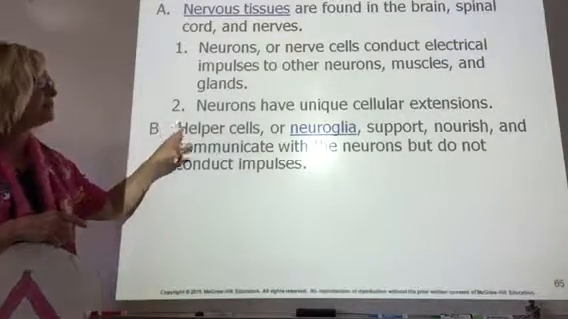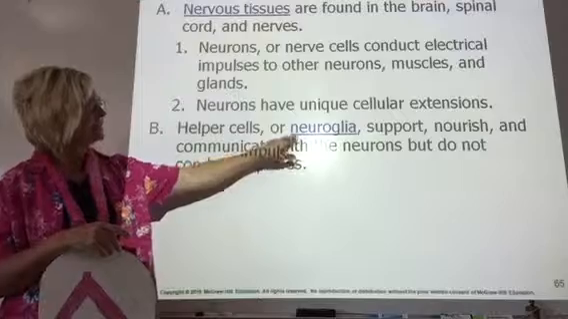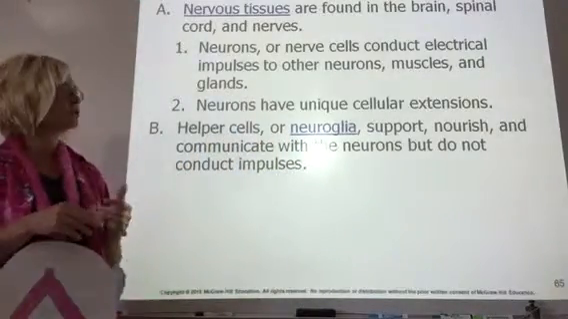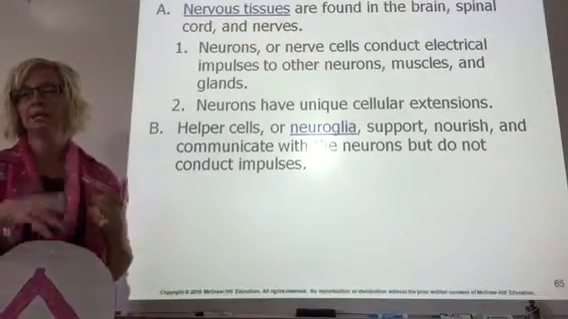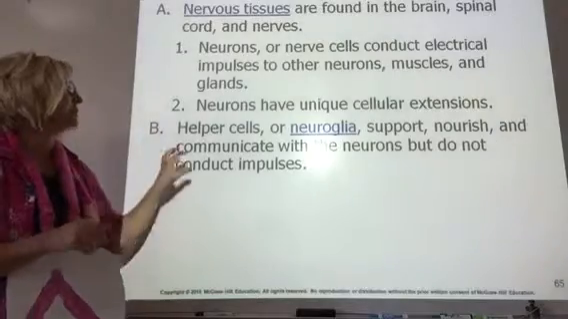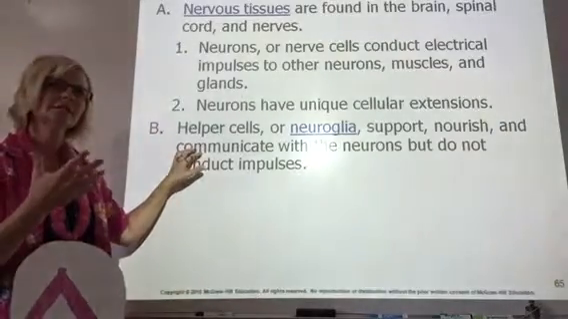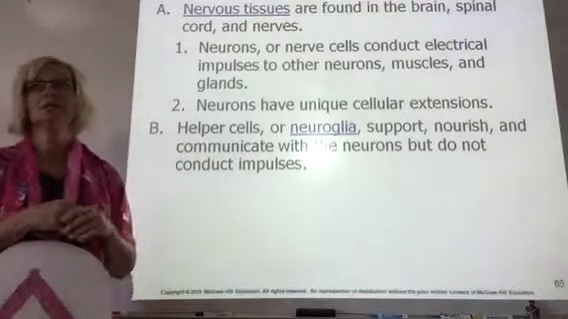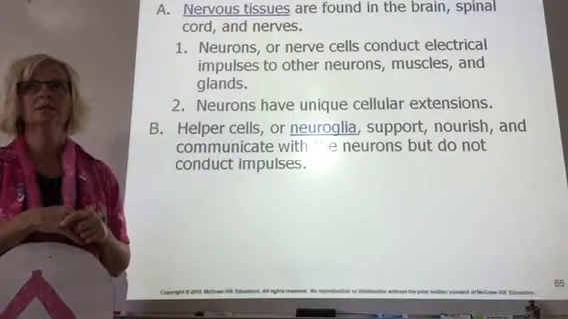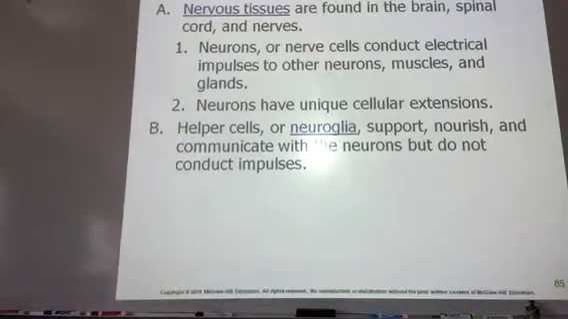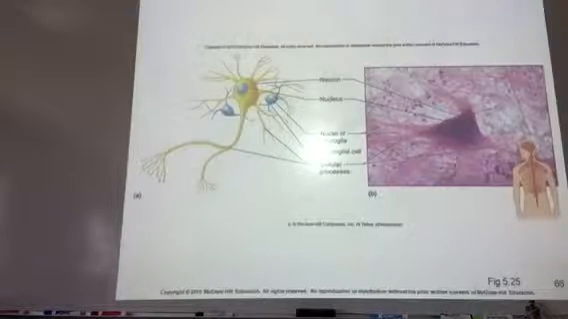Neurons are surrounded by neuroglia, and neuroglia are little helper cells. They are there to nourish. So they basically provide nourishment for your neurons, and support, and they communicate through chemicals with the neurons, but they themselves do not conduct any impulses. The only cells in your body that will conduct an electrical impulse are your neurons.